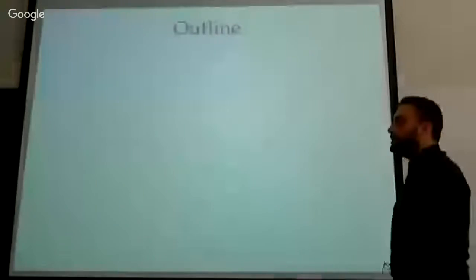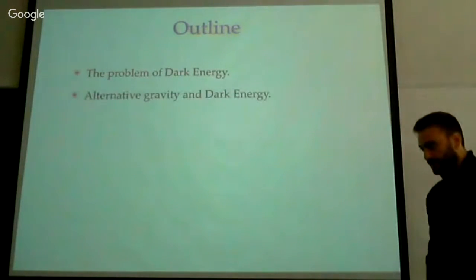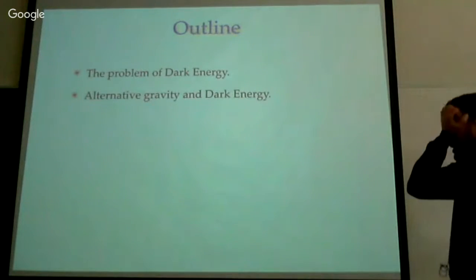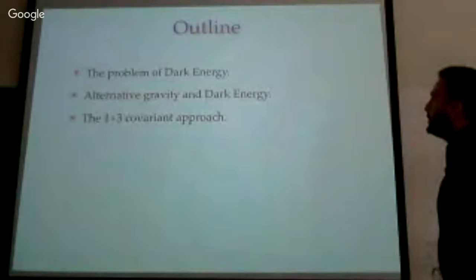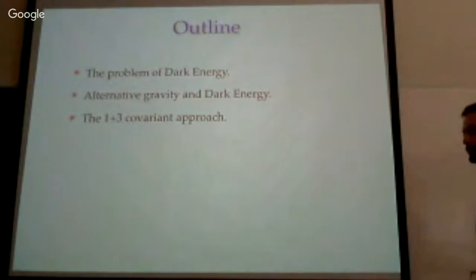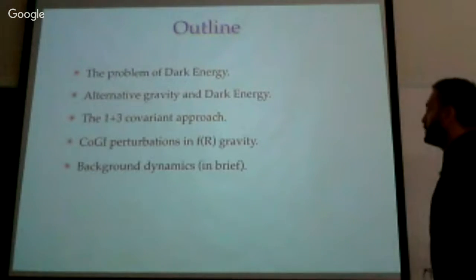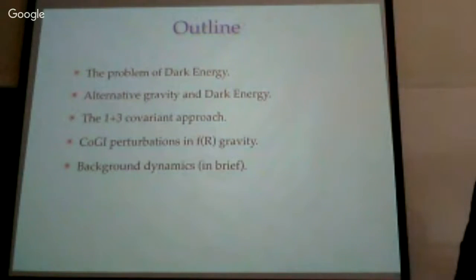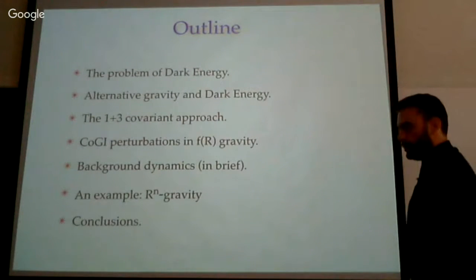So here's the outline. I will briefly talk about the problem of dark energy, which is one of the motivations for introducing F(R) gravity. Then I will introduce the main tool that I use to obtain the cosmological approach. With that, I will construct a theory of covariant gauge-invariant perturbations for F(R) gravity. Then I'll give you some information on how to find the background dynamics and the theory of perturbations. Essentially, I'll give you some general results on F(R) gravity, apply them to a simple example, and give you some conclusions.